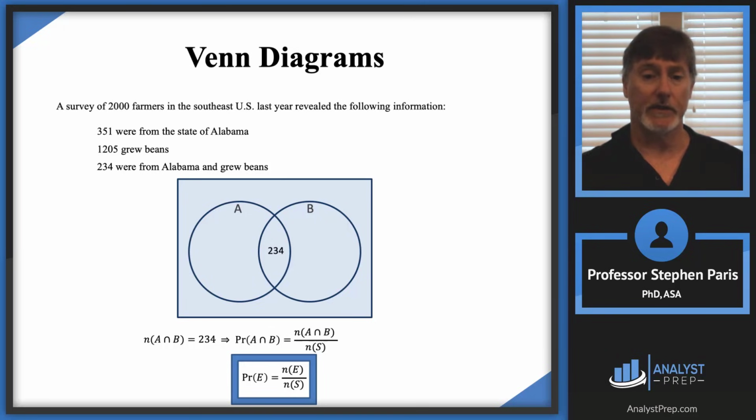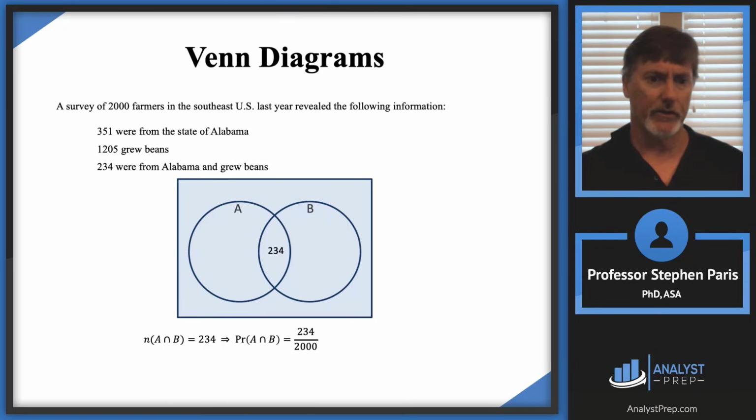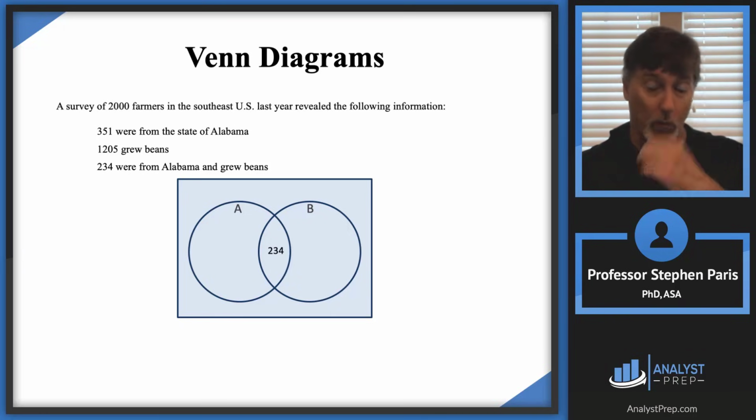The probability of the event is the number of outcomes of the event divided by the number of outcomes in the sample. And so in this case, the probability of A intersect B would be the ratio: in the numerator I have the number of outcomes of A intersect B, that's 234. In the denominator, I have the 2,000, so that's 11.7%.